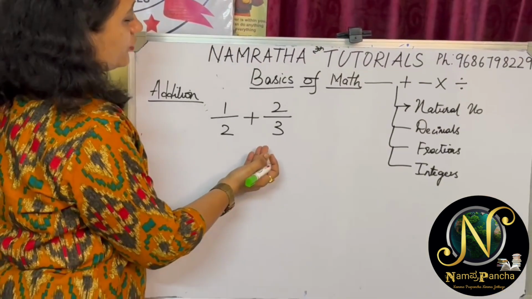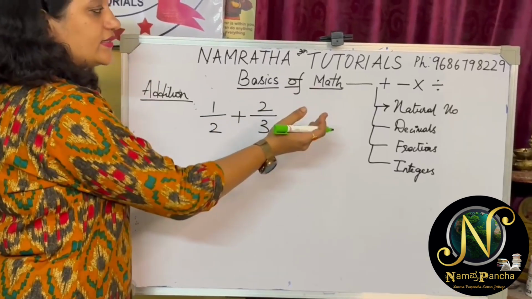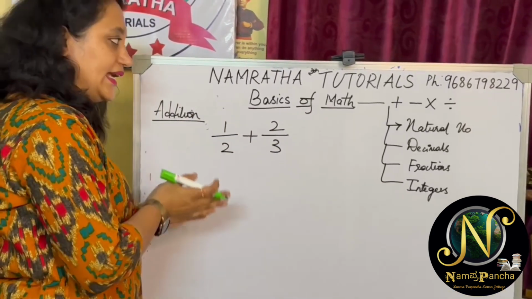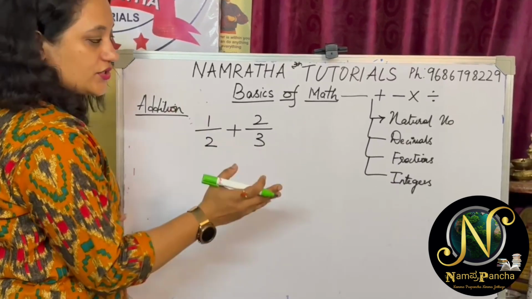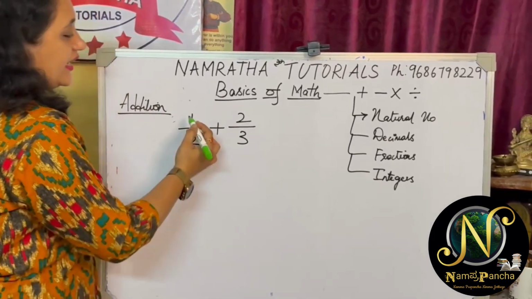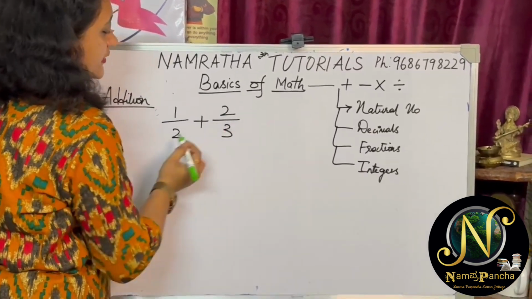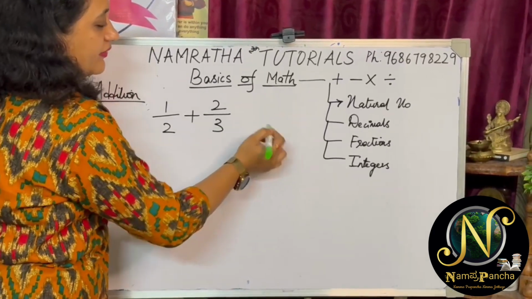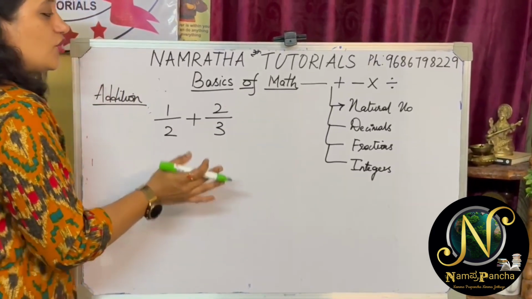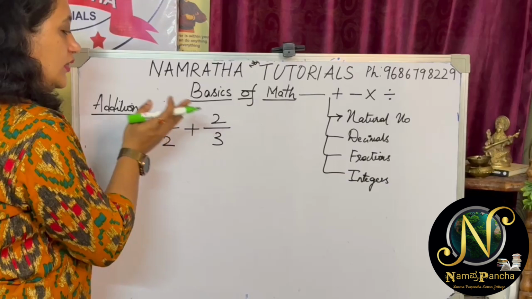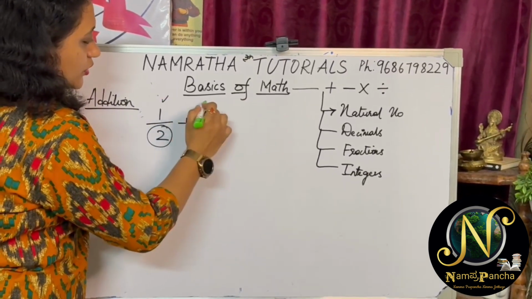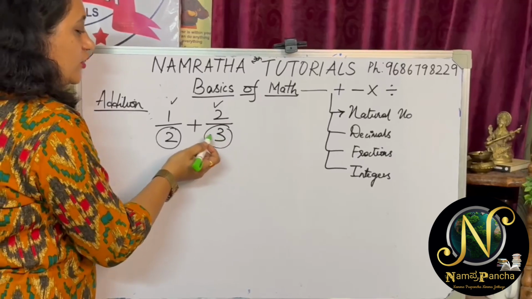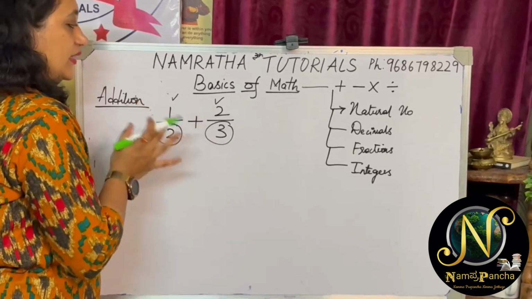And now coming to the fractions. As I told in decimals, we have to convert the decimals to like decimals. In the same way, fractions also should be converted to like fractions before performing the addition. I can't simply write 1 plus 2 is 3 and 2 plus 3 is 5, so 3 by 5. That is not the right answer. So how to convert these fractions to like fractions? This is called the denominator and these two are called the numerators. Making the denominators the same is called making like fractions.